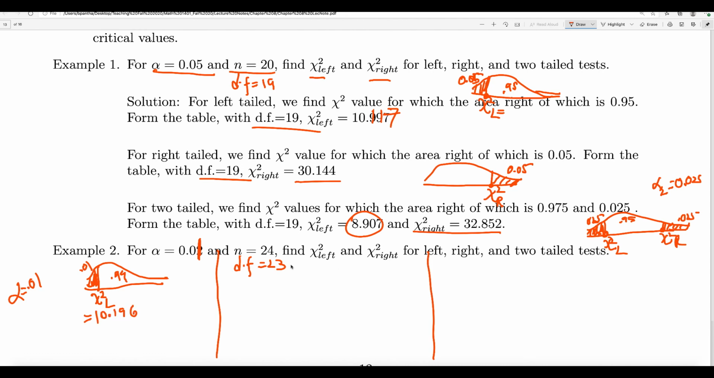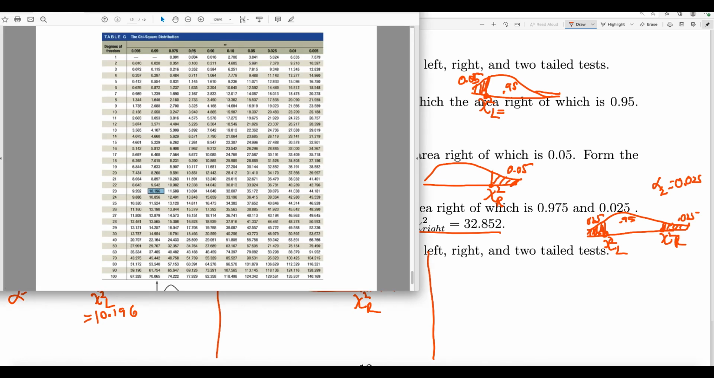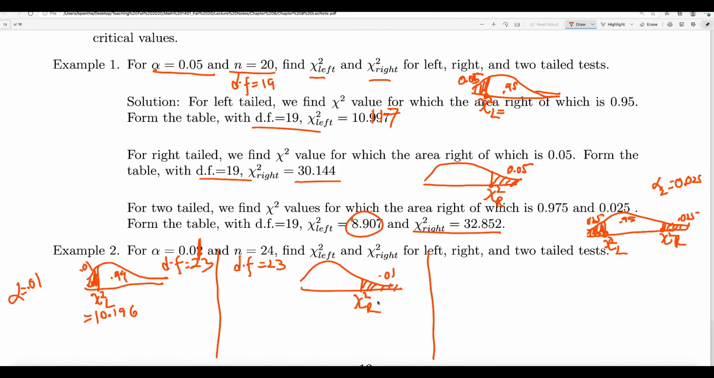For this one, again, degrees of freedom is 23, right? So what you do again is you shade on the right, because this is the right tail test. 0.01 is on the right. We denote that by chi-square right. So to find the chi-square right, we need the area right of that. That is 0.01, so we look at the column of 0.01. Column of 0.01 is here, right? 23 degrees of freedom is 41.638. You see that? So this chi-square right value is 41.638.